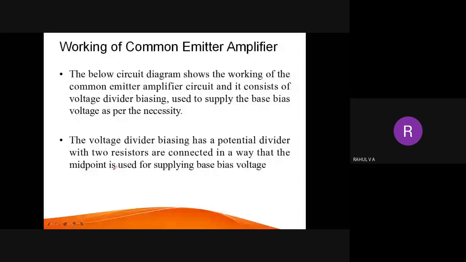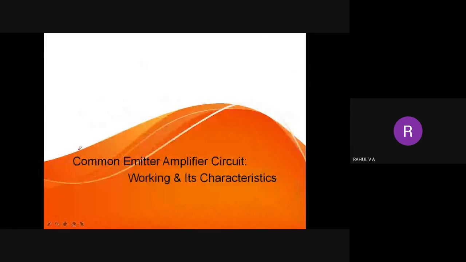Next one is common emitter amplifier circuit working and its characteristics. This is the most important topic in this module, common emitter amplifier. We have already learned the input and output characteristics of the common emitter circuit. Now we are going to learn the common emitter amplifier circuit working and its characteristics.